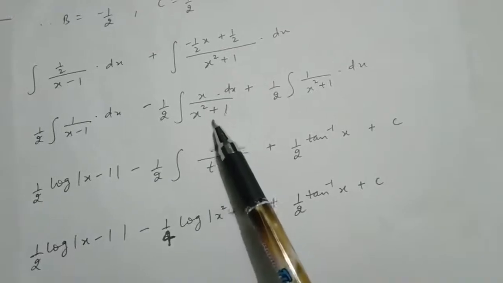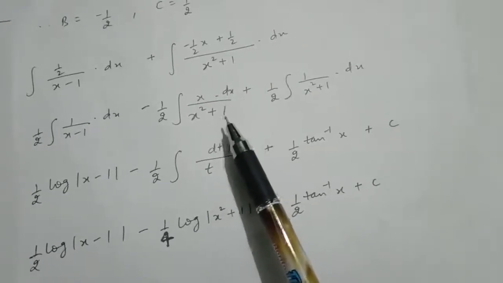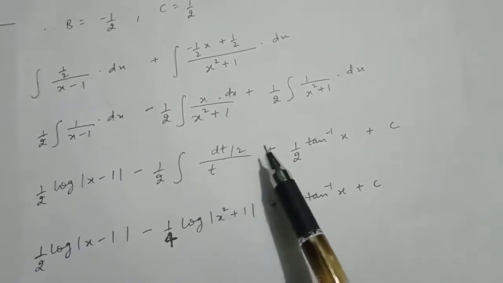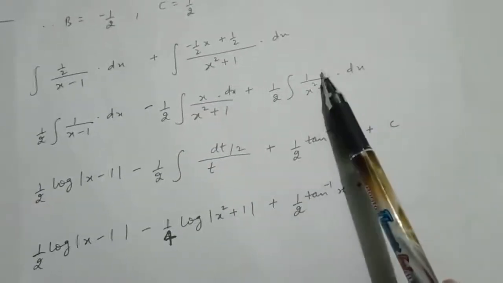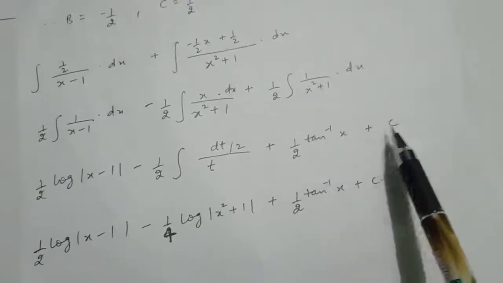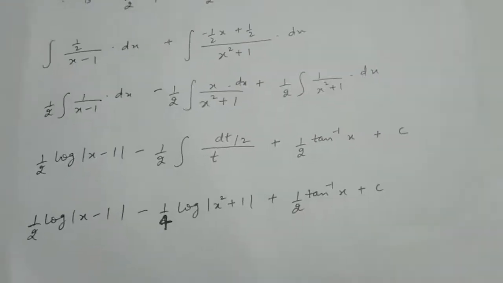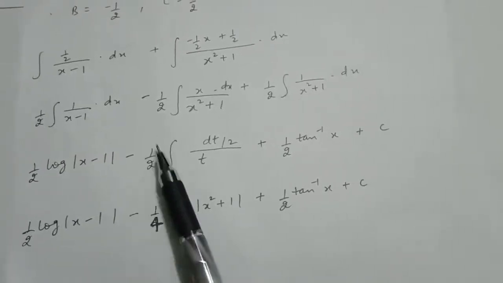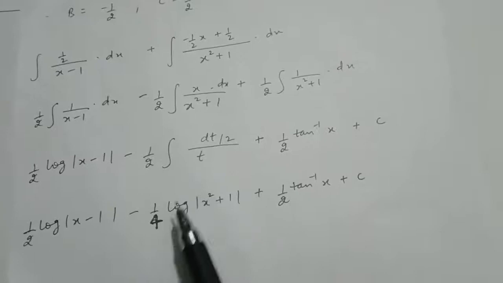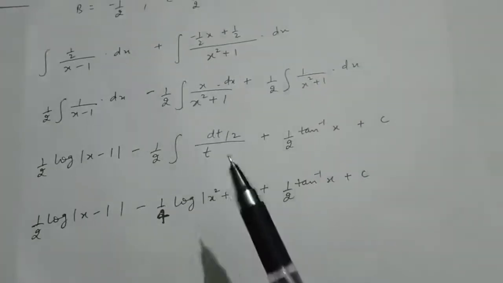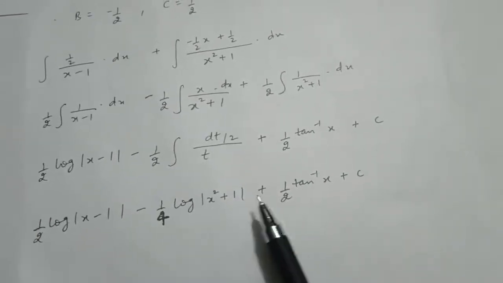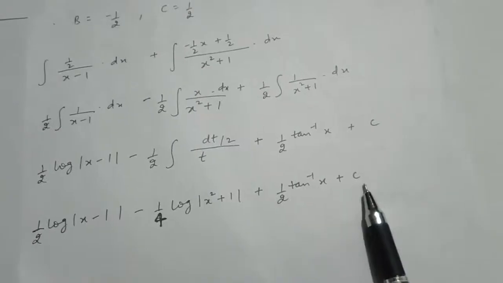Then you will get 2x dx equal to dt. Then x dx will become dt upon 2, right? Plus 1 by 2, the integral of this will be tan inverse x plus c. So you will get 1 by 2 log mod x minus 1, minus 1 by 2 into 1 by 2, that is 1 by 4, and the integral of 1 by t is log mod t, and t we assumed as x square plus 1. So you will get log mod x square plus 1 plus 1 by 2 tan inverse x plus c.